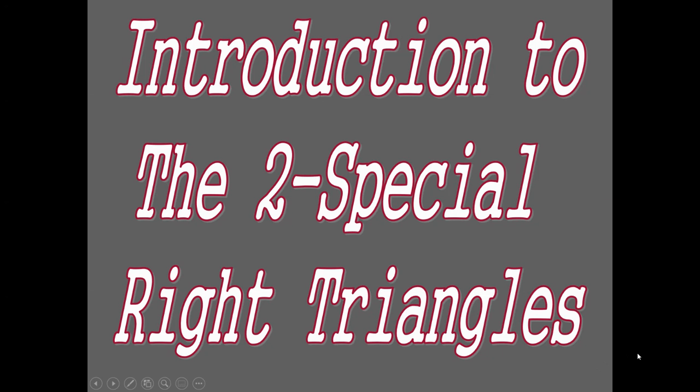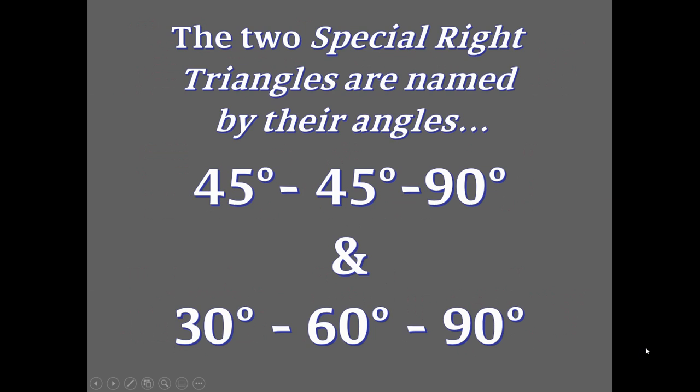Hi, this is an introduction to the two special right triangles. There are only two special right triangles, the 45-45-90 and the 30-60-90, and they're basically named by the angles in the triangles. So I'm going to show you where these come from algebraically.